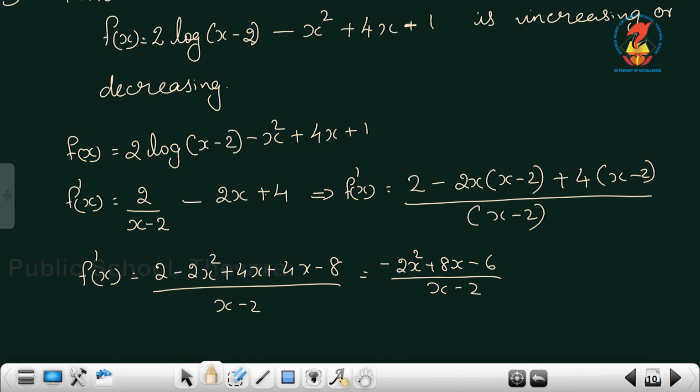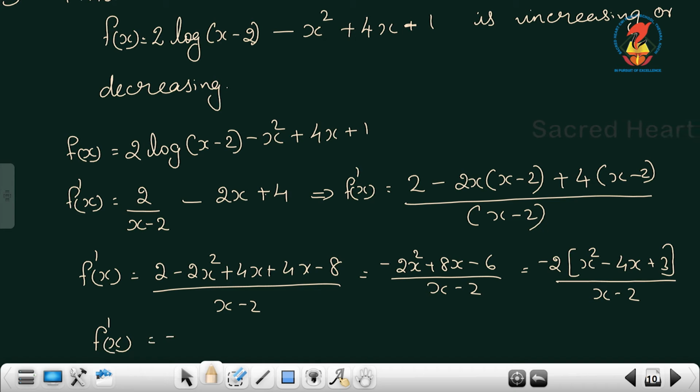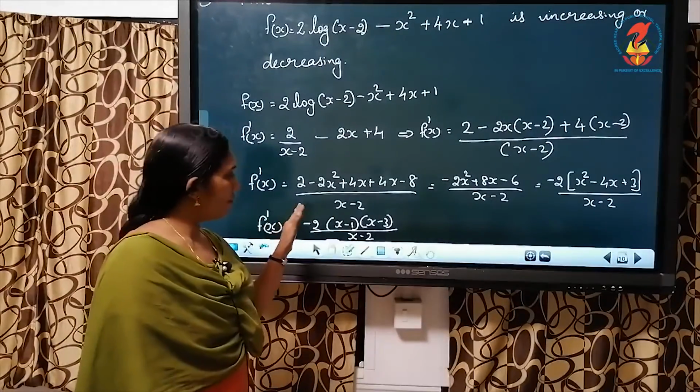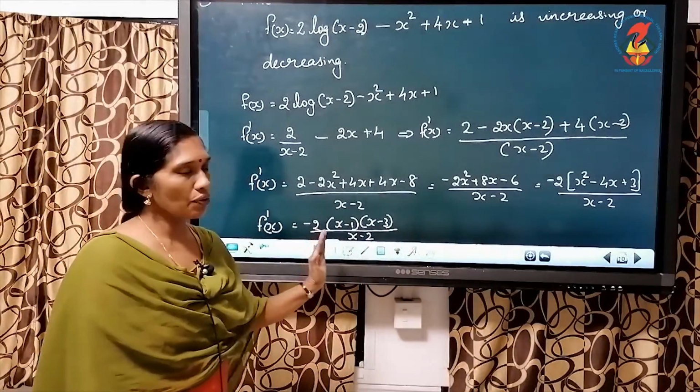But minus 2 is common in the numerator: minus 2 into x square minus 4x plus 3. Then we can factorize that. Minus 2 into, how to factorize? Product is 3, sum is minus 4, so the numbers are minus 1 and minus 3, over x minus 2. So always find the first derivative, then write the simplified form as a product of factors.